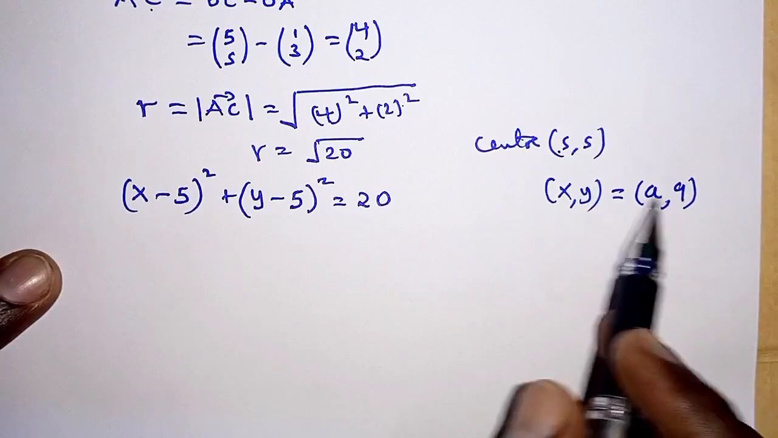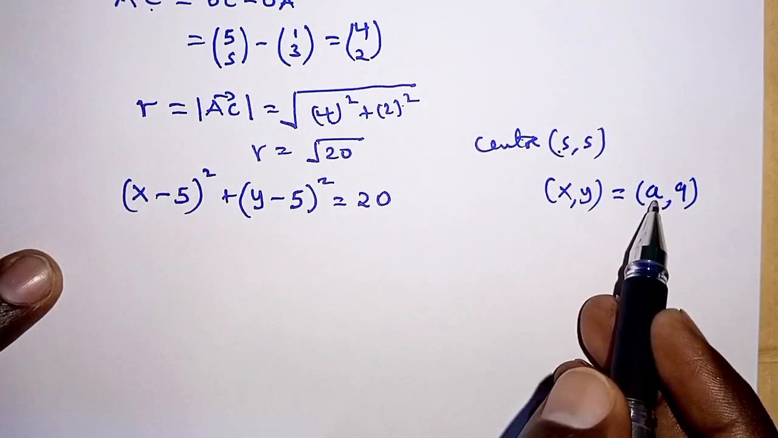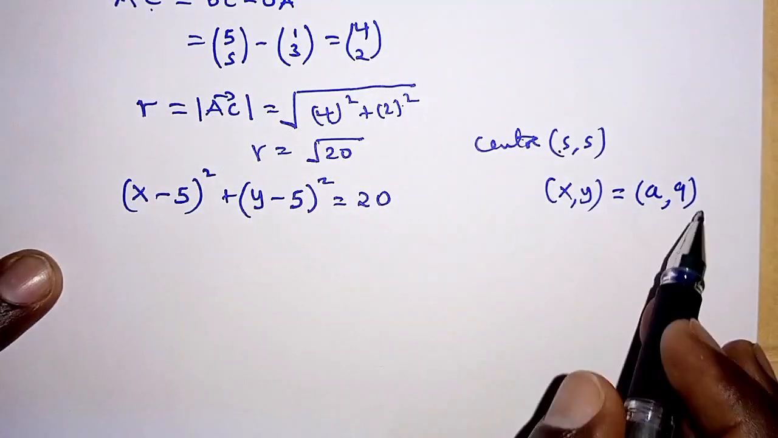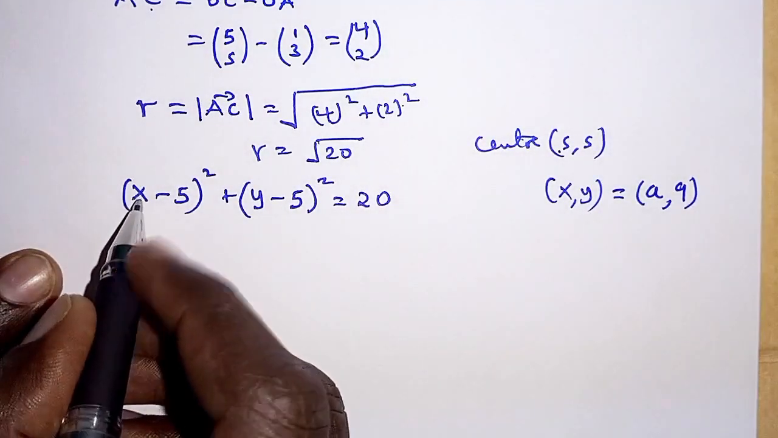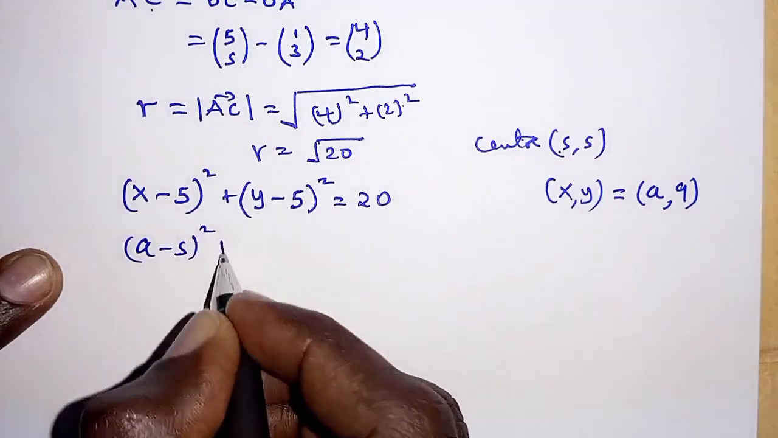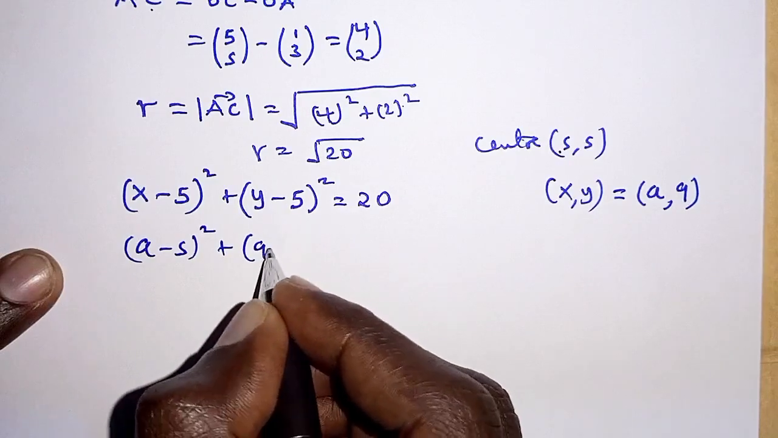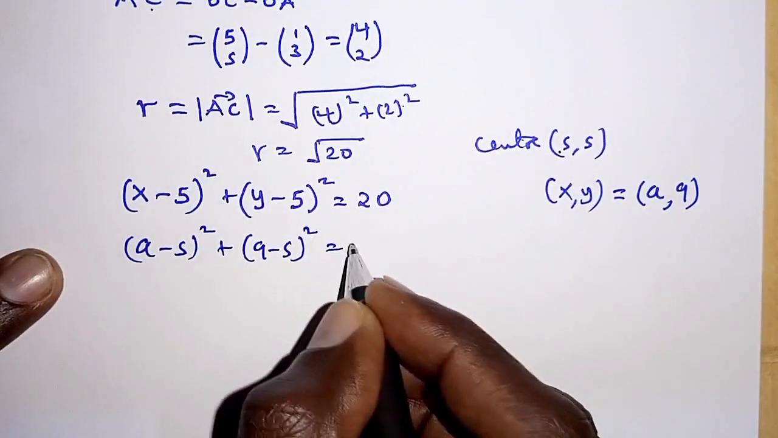So we're going to substitute this in this equation again, so that in place of x we'll have a, and in place of y we'll have 9. So (a minus 5) squared plus (9 minus 5) squared is equal to 20.